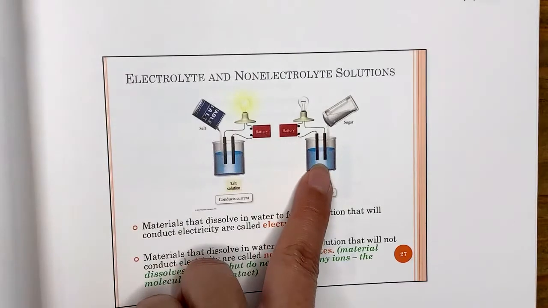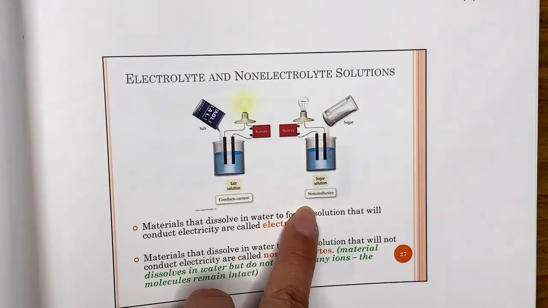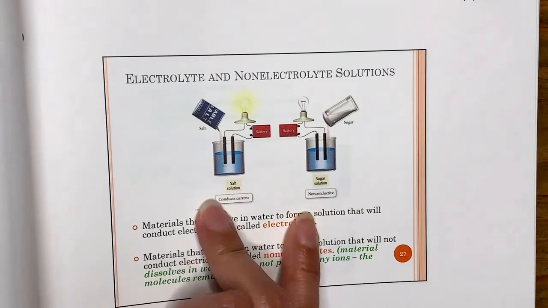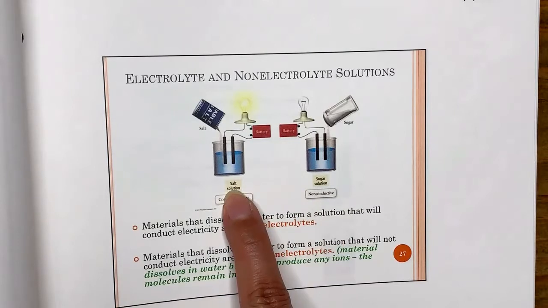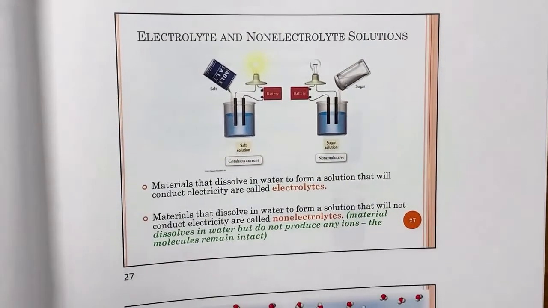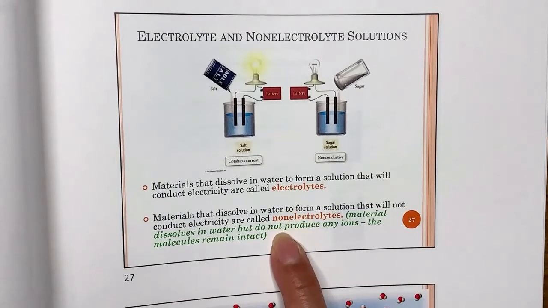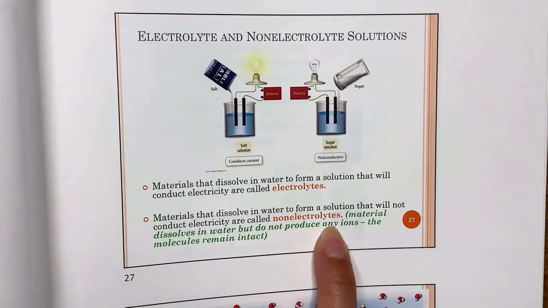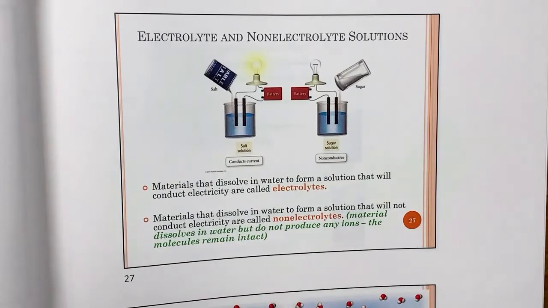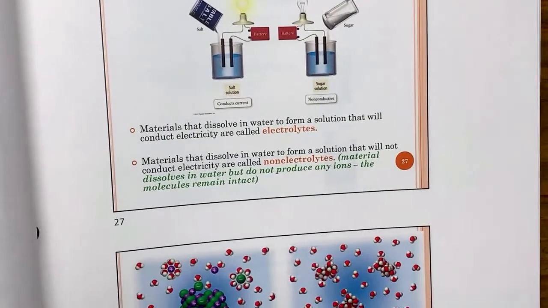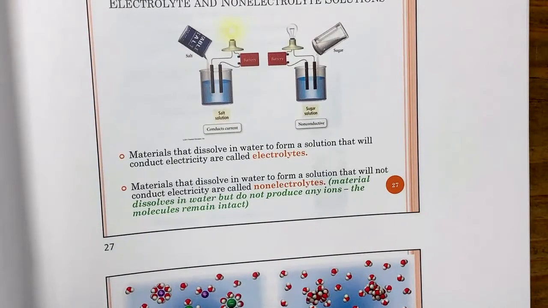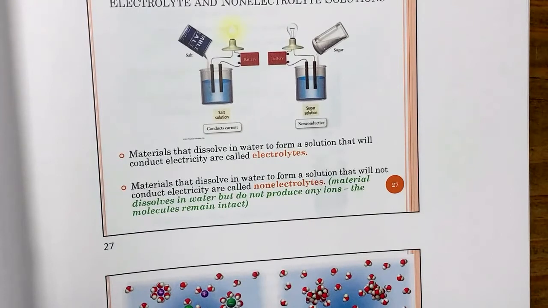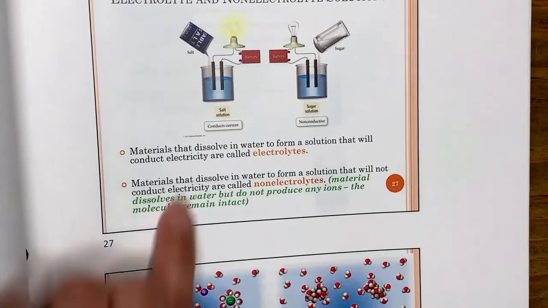If you don't have ions in the solution, like for example sugar, it won't turn on the light bulb. It won't light it up. So this one here is a non-electrolyte. This one here, the salt, is an electrolyte solution. Okay? So a non-electrolyte dissolves in water but does not produce ions. So a molecule remains intact, like the sugar molecule, which won't break apart into ions, because sugar is C6H12O6, right? And then you have table salt, NaCl. Well, that's going to turn into Na+ and Cl-. That's why this one lights, the light bulb comes on.